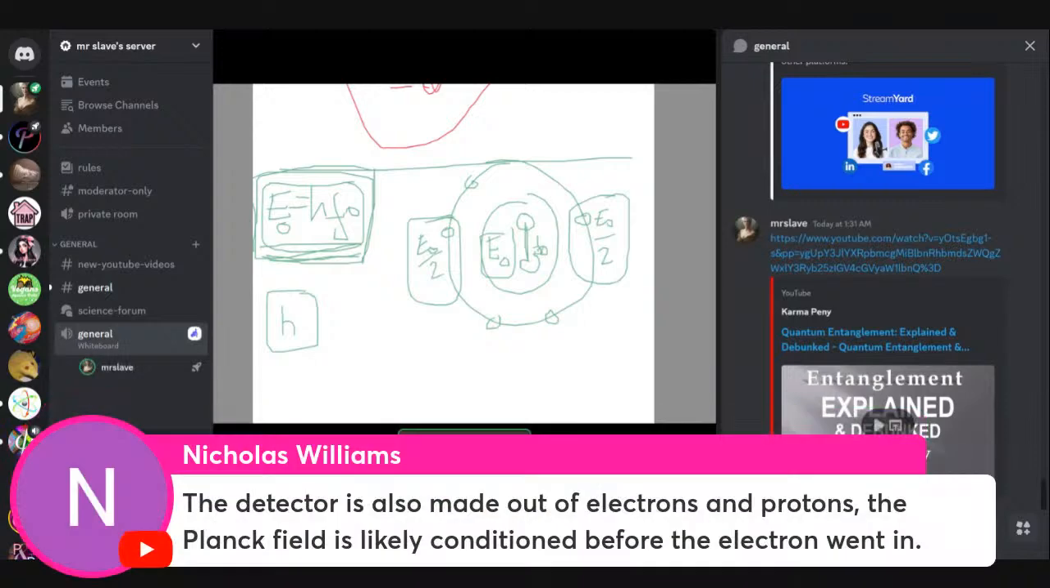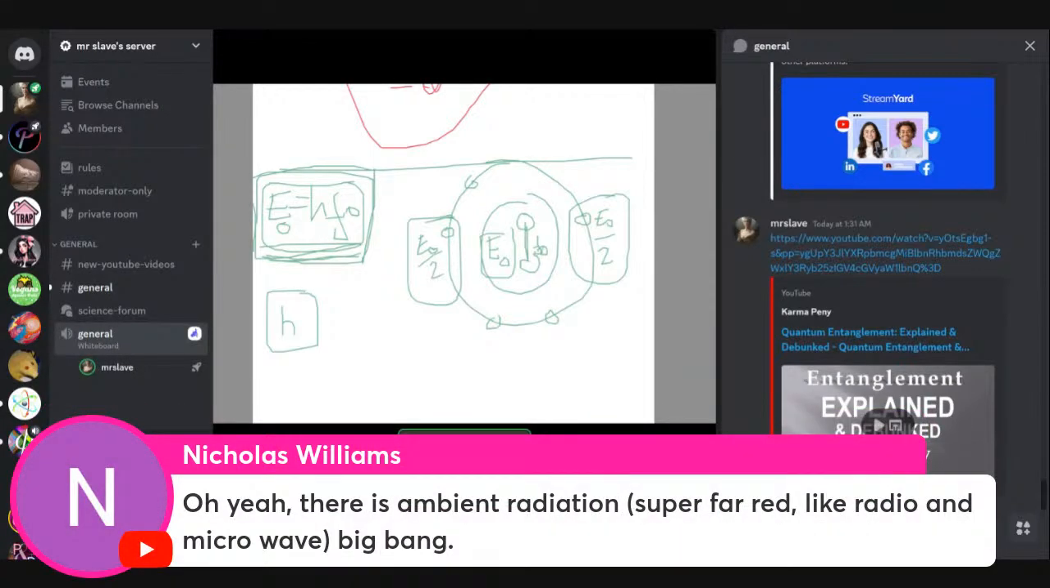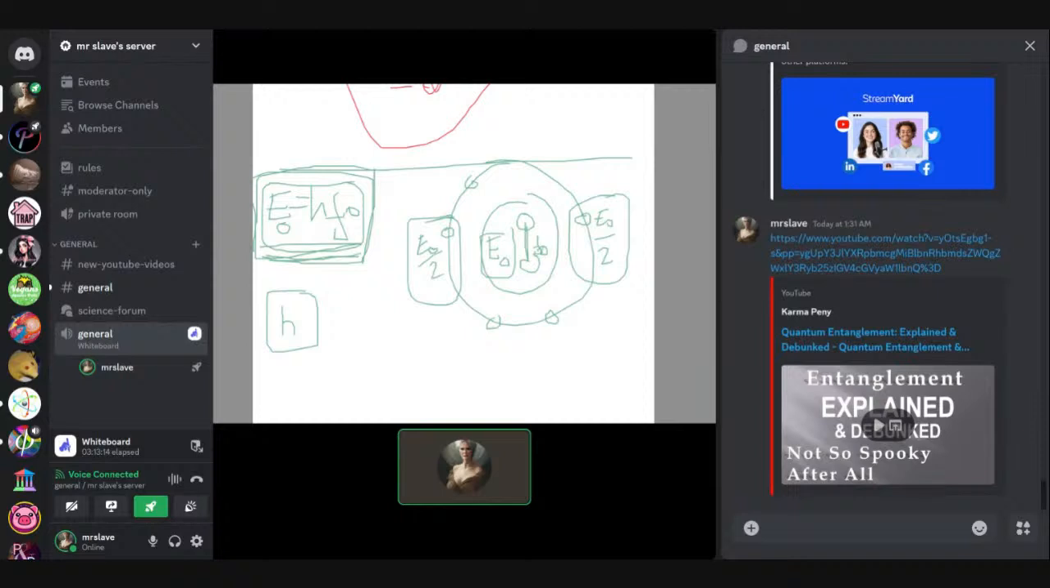and from Nicholas. The detector is also made out of electrons and protons. He always talks about the Planck field. You know, once I thought he's a troll, but he's not. He really means it. Okay. Anyway, good night. See you tomorrow. Good night. Bye.